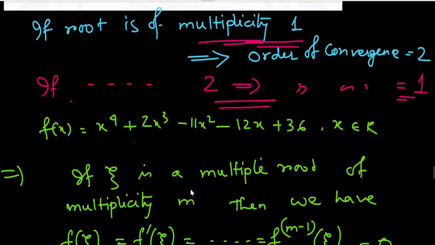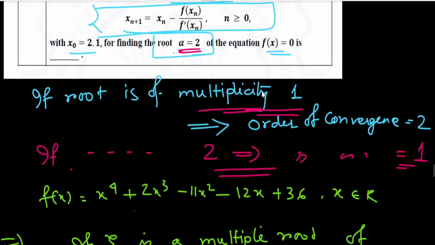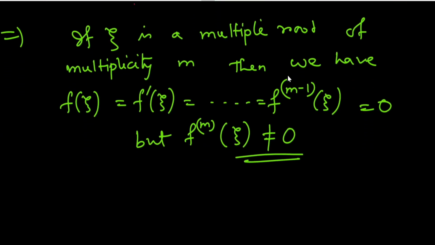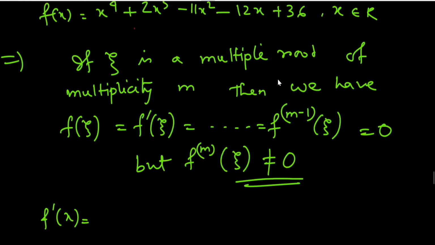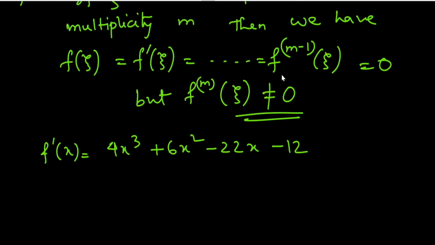So we need to check whether the derivative of this function is not equal to 0 for the root alpha. So we check now f dash x, f x given here as x to the power 4, so f dash x is 4x cube plus 6x square minus 22x minus 12. This is the first order derivative, and at the root x equal to alpha, that is 2, we need to check whether it vanishes or not.